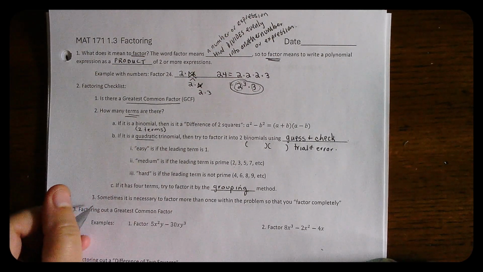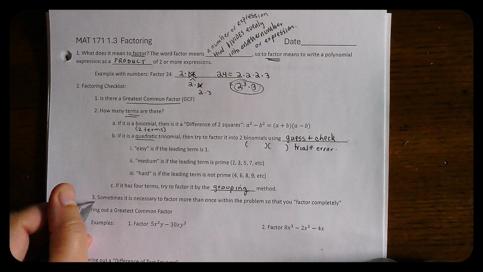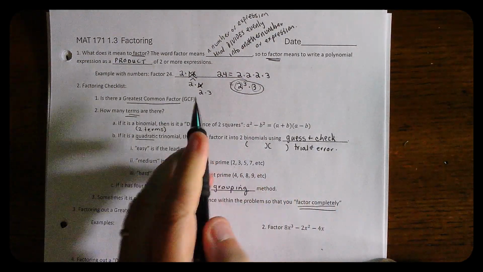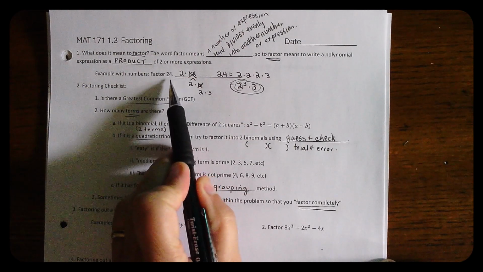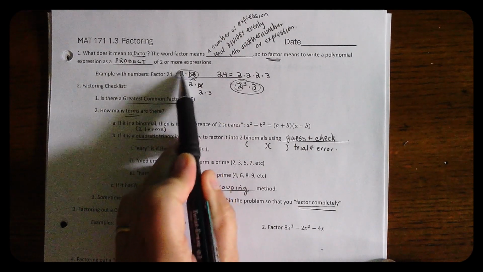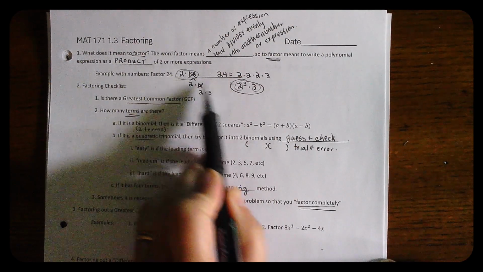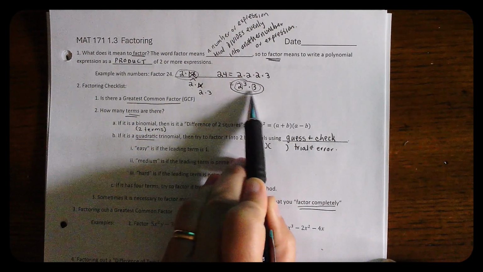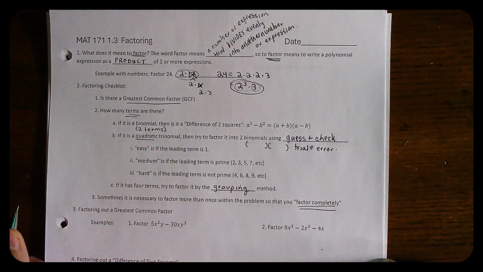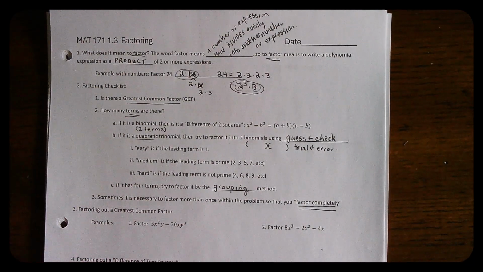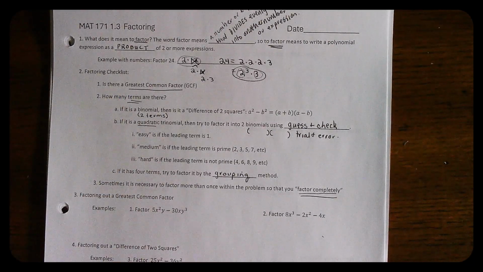And then the third thing is sometimes it's going to be necessary to factor more than once within the problem. And that's called factoring completely. So remember how we started factoring 24 and it was 2 times 12? That's factored. 2 is a factor, 12 is a factor. But it's not factored completely until you've broken it down into prime factors. So sometimes you have to do that with expressions. All right, so we'll break the examples down.